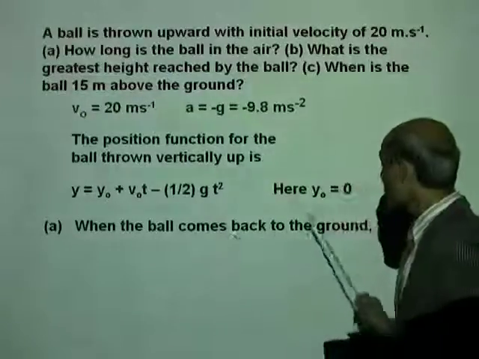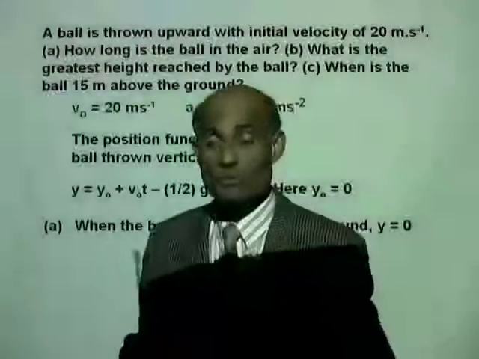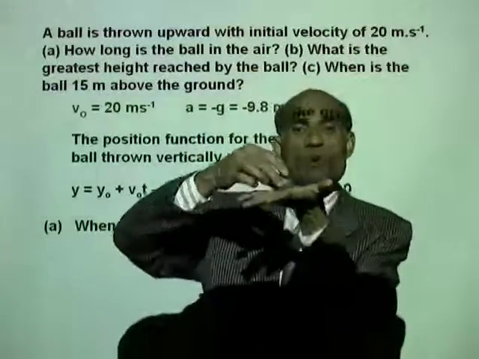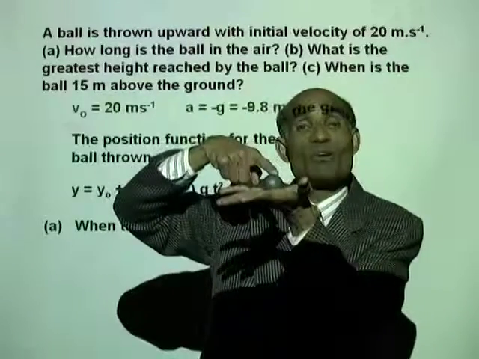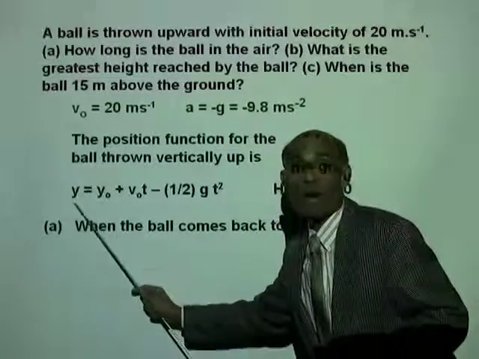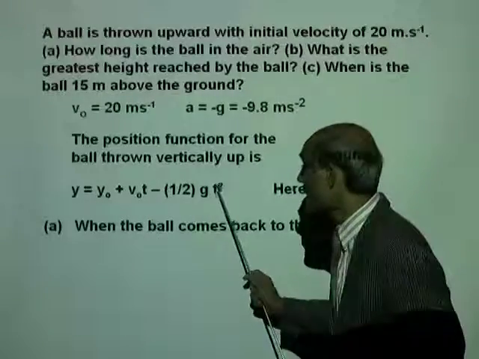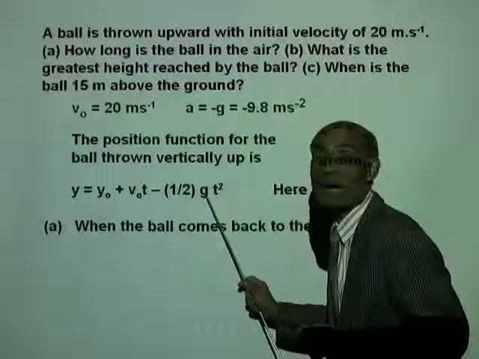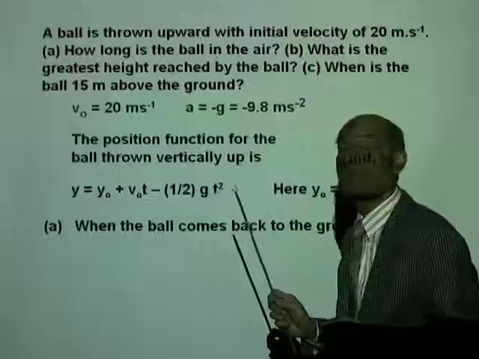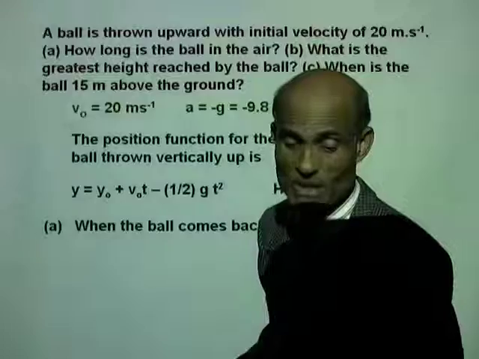Okay, here y0 equal to 0. When the ball comes back to the ground, y will be equal to 0. Is that right? When the projected ball comes back to the ground, y will be equal to 0. So in this equation, we are going to set y equal to 0. y0 is 0 because it's the origin. And then we will replace our g by 9.8. We will replace our v0 by 20 meters per second and solve for t. That is what the problem is.